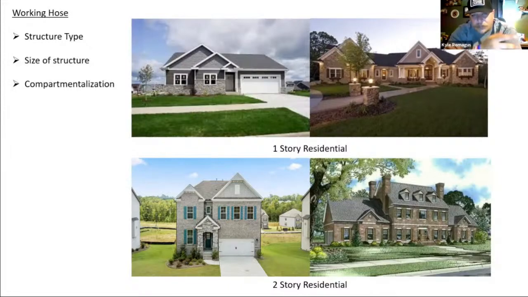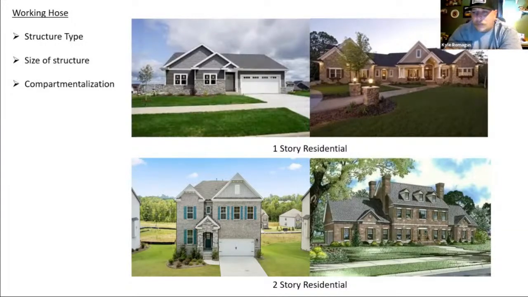So the size of the structure is definitely going to play a part in it. As you can see on the top left here, I've got an 800, 1,000 square foot, one story, very cookie cutter neighborhood type building. I'm going to need 50 foot of hose inside this structure, and that'll get me to the back wall, the back room, and in the attic. It's going to be exactly enough hose that I need here. The only thing that would change is if I'm going through the garage and then into the structure. And I'd be really willing to bet that 50 foot's going to get me everywhere I need to go, even if I had to do that.